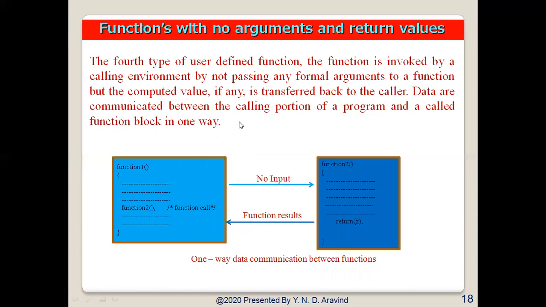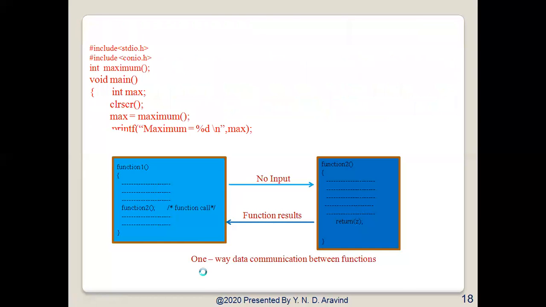So data or communication between the calling portion of the program and the called function block is in one way. That's the reason it is called a one-way communication. That is, you are not going to give any input, but you are going to accept the result.